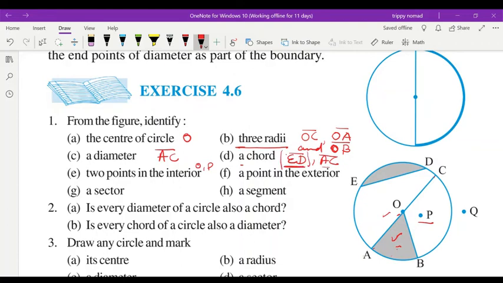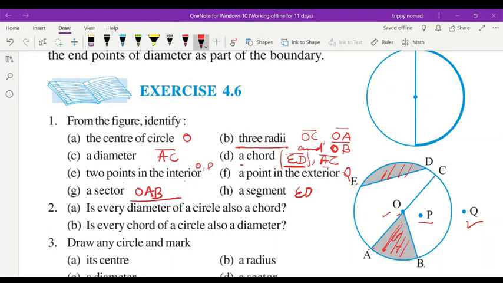Two points in the interior, that I explained. After that, part F: a point in the exterior. This point Q. Q is in the exterior. A sector. What is a sector? OAB is a sector of the circle. Here you will write OAB. Segment: this one. This is called the ED segment of the circle. Here you will not put the line segment sign, otherwise this will be wrong.